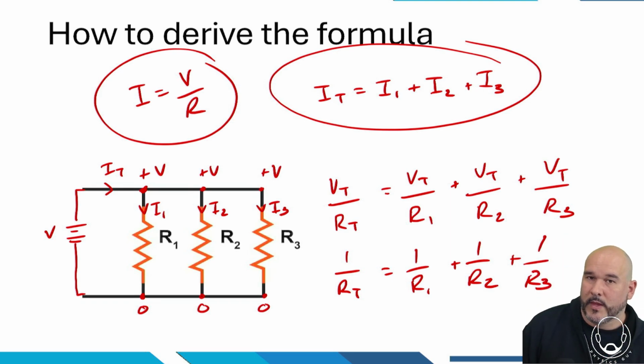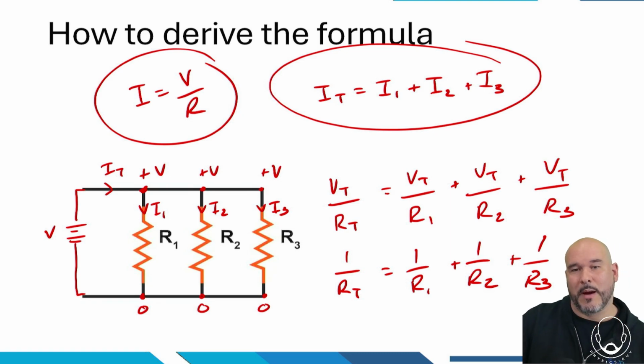There you go. We have now come up with the parallel resistance formula simply by remembering two things: Kirchhoff's current law and Ohm's law. Putting them together, now hopefully it makes perfect sense.